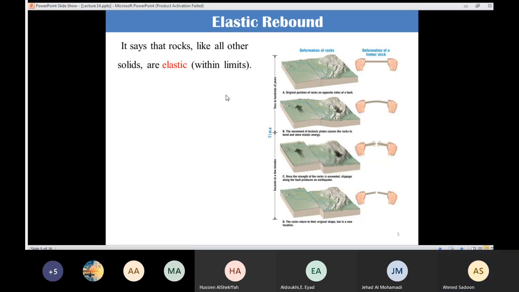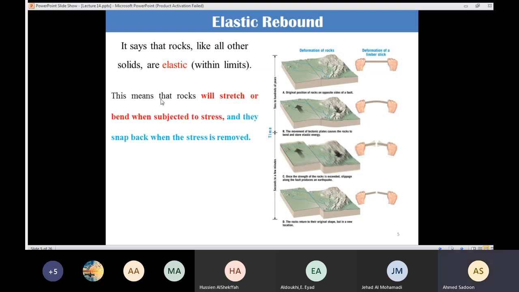And this means the rock will stretch or bend when subject to stress. So if we apply stress, the rock will stretch or bend. And if you remove that stress, the rock will snap back to its original position.